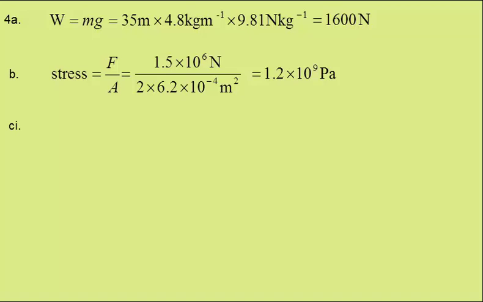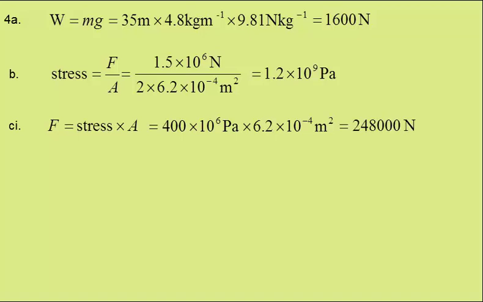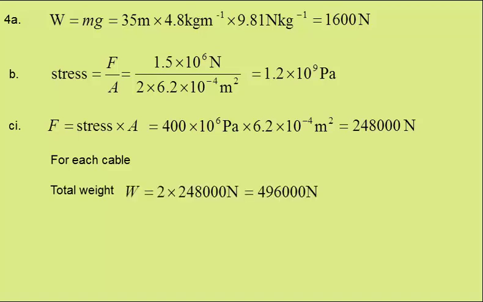In C, when the crane supports a load, each cable experiences a stress of 400 megapascals, with each cable obeying Hooke's law. We can ignore the weight of the cables and we're given the Young modulus of steel at 2.1 times 10 to the 11 pascals. In part 1 we're to find the weight of the load. Well, force is stress times area, and putting in the values we get a force of 248,000 newtons. This is for each cable, and so the total weight, as we have two cables, is 2 times this at 496,000 newtons.